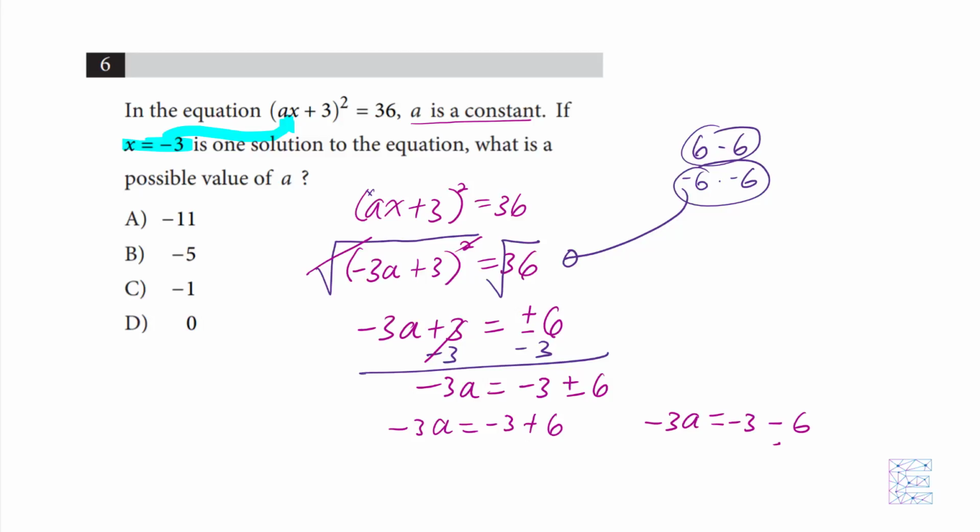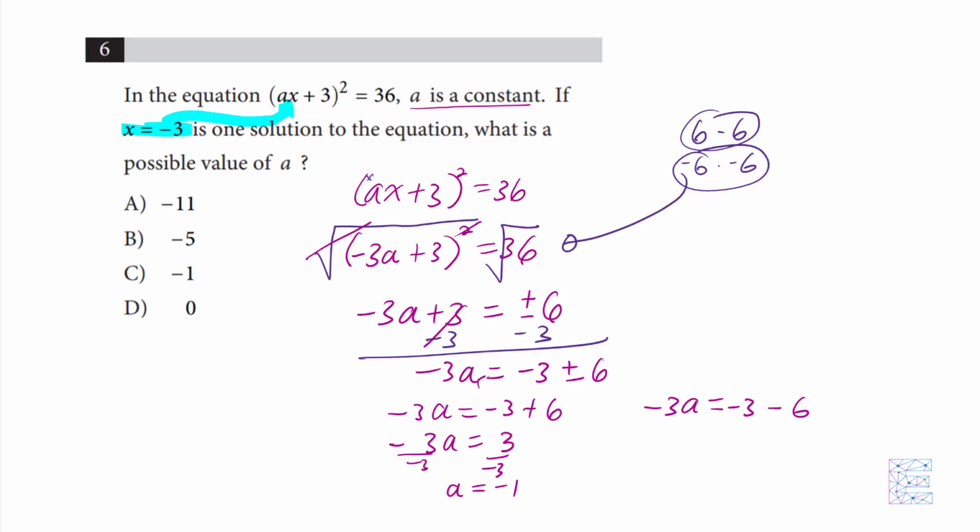So for the first one, we just need to finish this off and say -3a = 3. And then you divide both sides by negative 3. We'll see that a ends up being negative 1. And on the other one, we're going to end up with -3a = -9. Divide both sides by negative 3. And we will see that a ends up being positive 3.